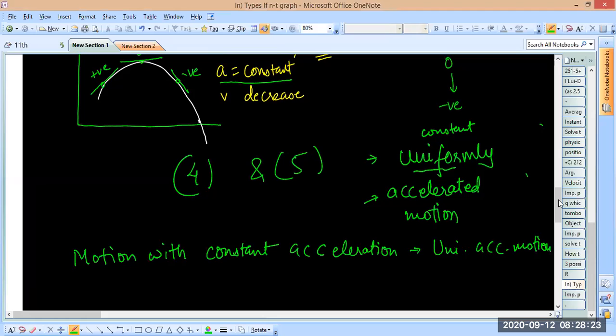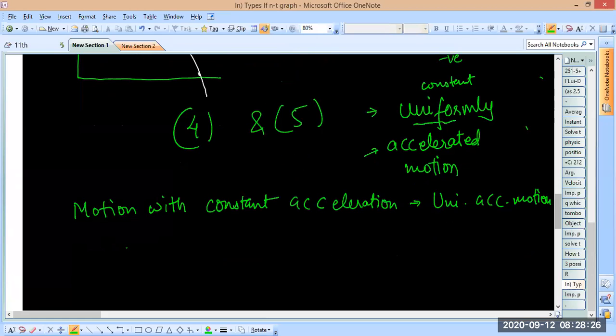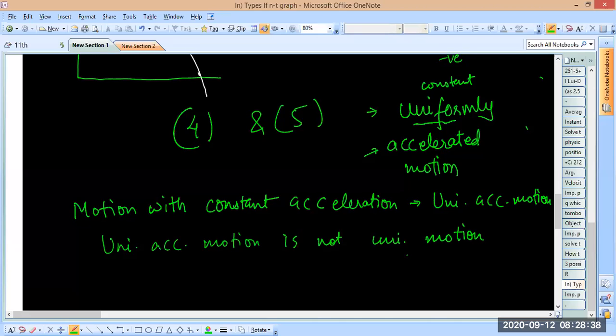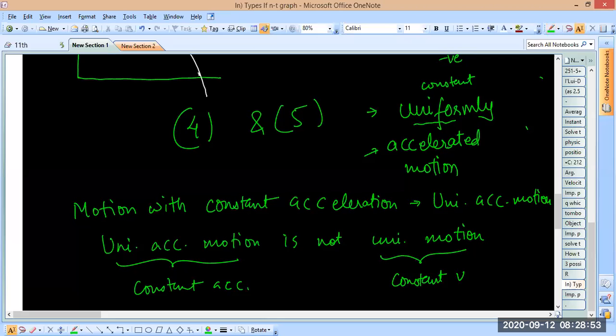A word of warning: uniformly accelerated motion is not uniform motion. They are different. Uniform motion means constant velocity, and this would actually mean constant acceleration. So they are different. Uniform acceleration means constant acceleration. All right, Falak, I don't think you have any problem with that.